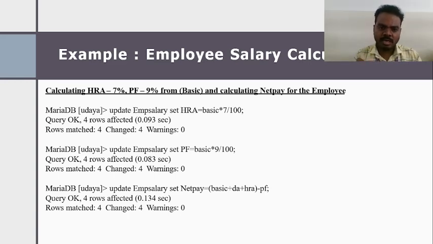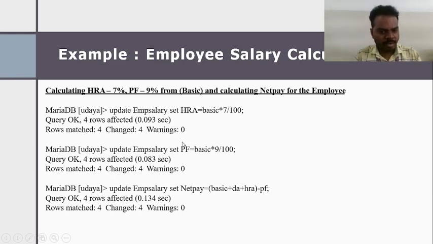If I mention update EMP salary, set HRA equal to basic into 7 by 100, where EMP ID is 101, only employee 101 will have the 7% updated in the HRA column. If I do not mention the where clause, it will update all the records in the table. See, I have not specified any where clause. It shows 4 rows matched and 4 rows changed.